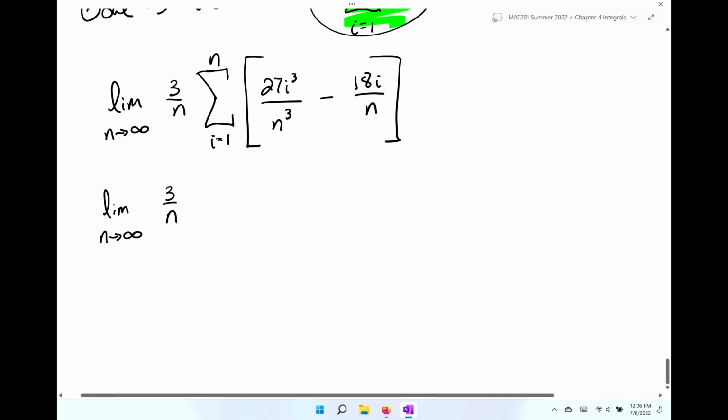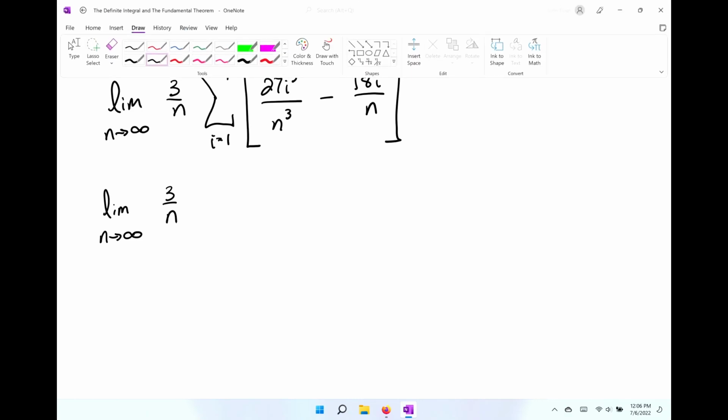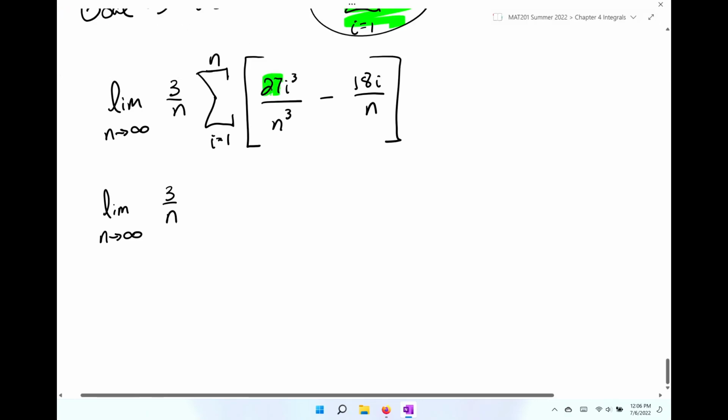I know that the 27, and let me get my highlighter out here. I know this and this: 27 over n to the third is going to be a constant number, because if I knew what n equals, and we know it's going to infinity, but if n equaled 100 or 1,000 and so forth, I would just substitute that in, but regardless, it would be a constant. So my goal then here, all right, is I'm just going to go ahead.